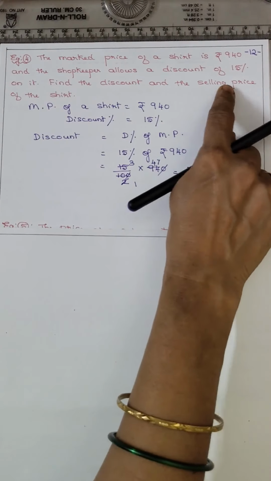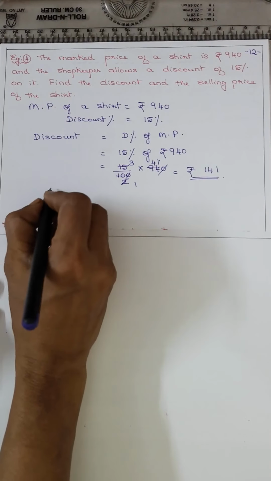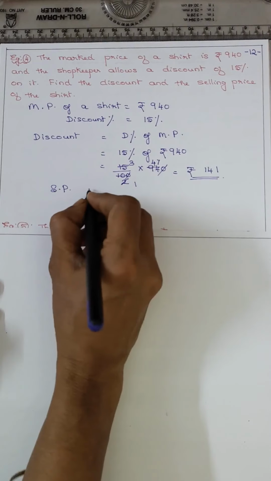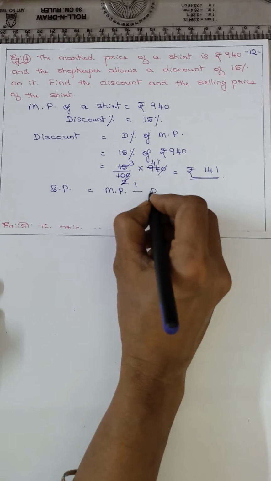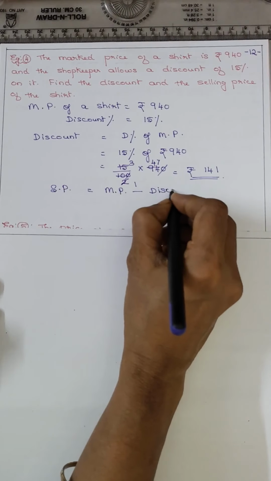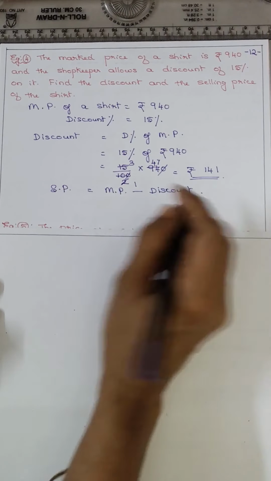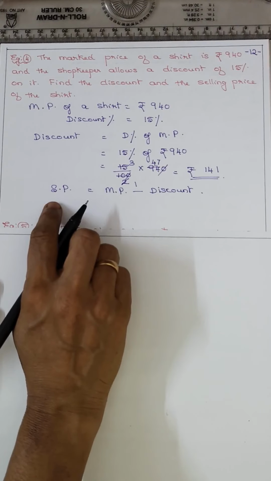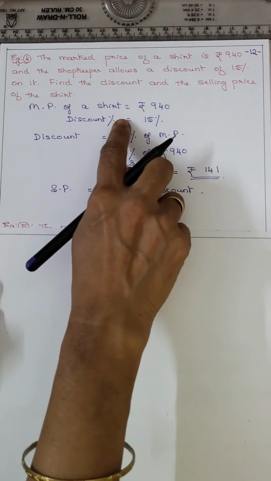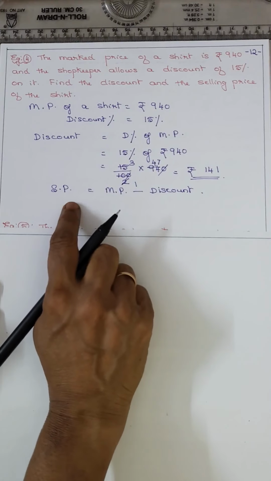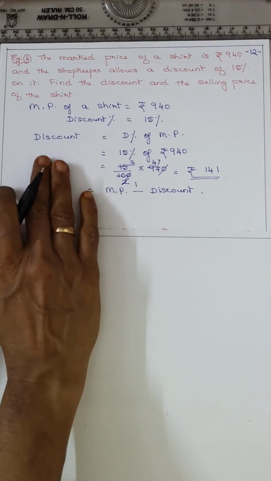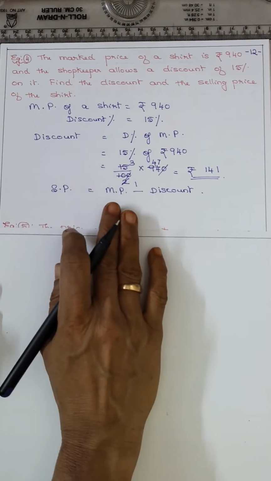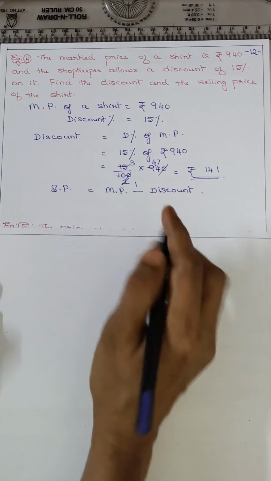Now they have asked the selling price. So what is the formula? SP is equal to MP minus discount. Remember, don't put the big formula here. डिस्काउंट परसेंट MP दिया है SP का, वो बड़ा फॉर्मूला डालने का ज़रूरत नहीं है क्योंकि ऑलरेडी आपको डिस्काउंट मिला है. So easy, MP minus discount.